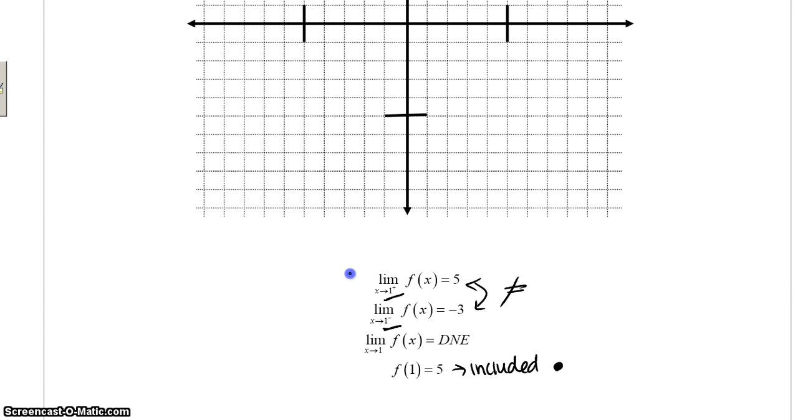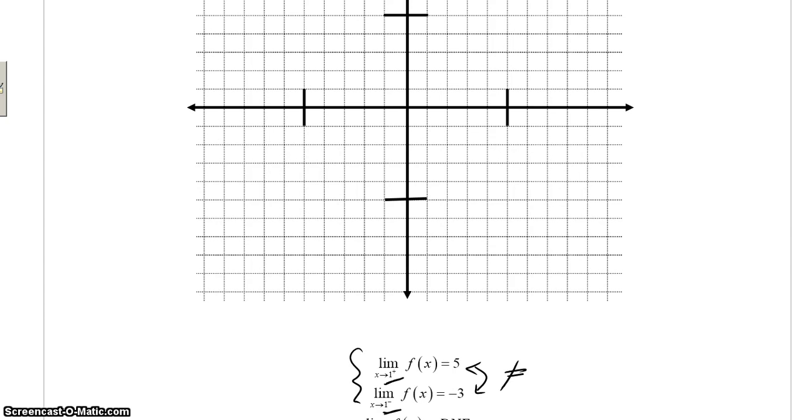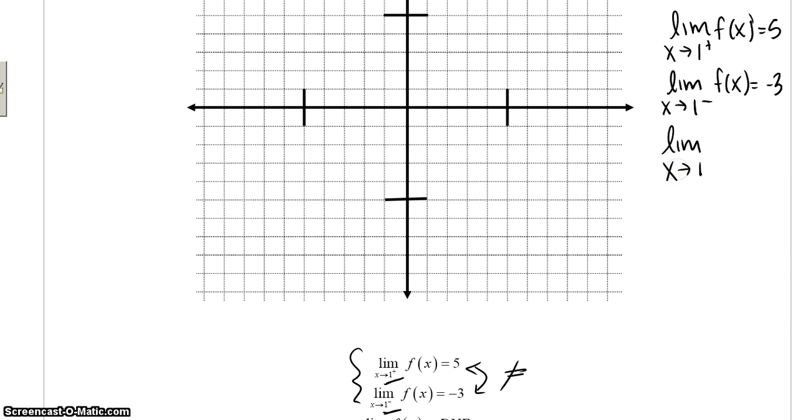So let's take a look at how we graph this part. So we have the limit, I'm going to write it up here so we can see. The limit as x approaches 1 from the right, f of x approaches 5, and the limit as x approaches 1 from the left side, f of x approaches negative 3. So the limit as x approaches 1, f of x does not exist.